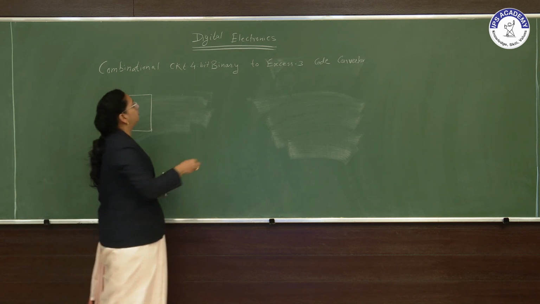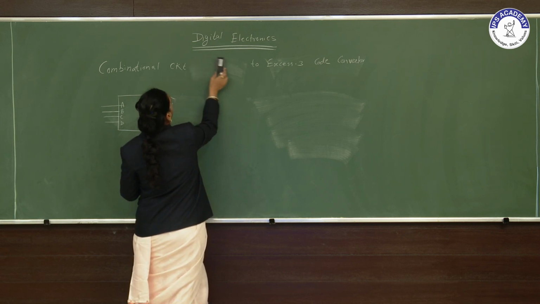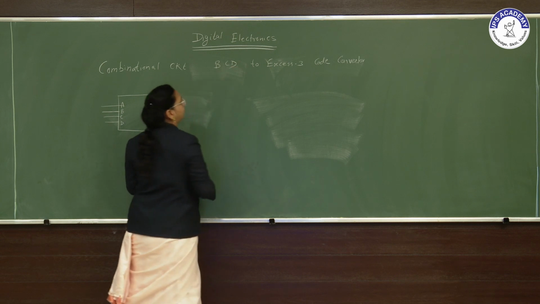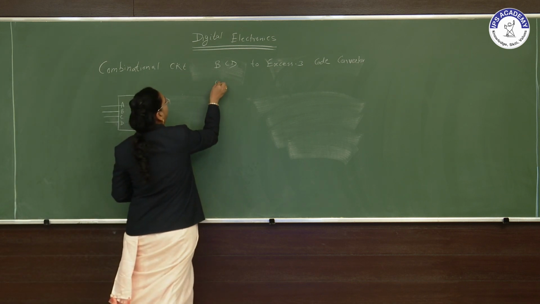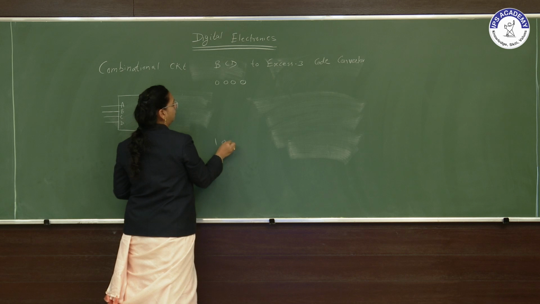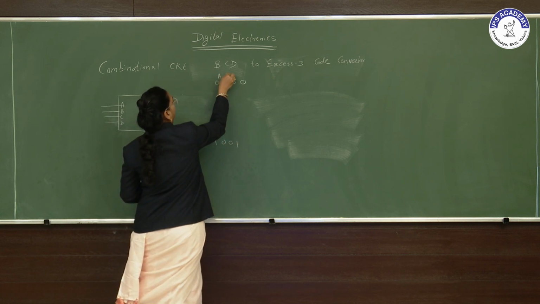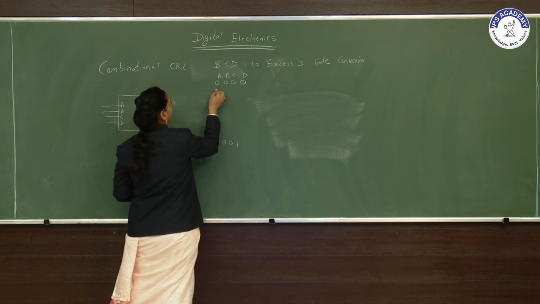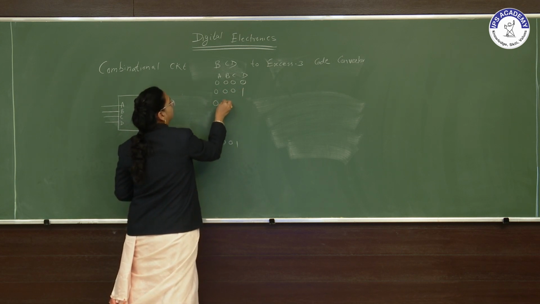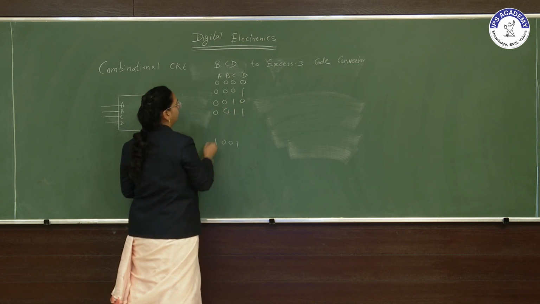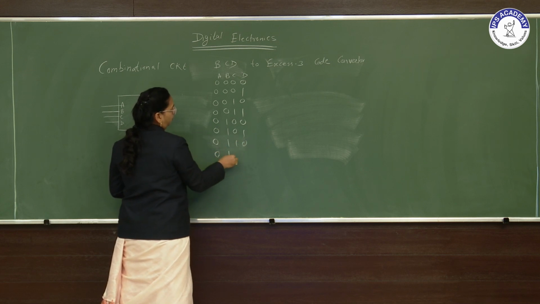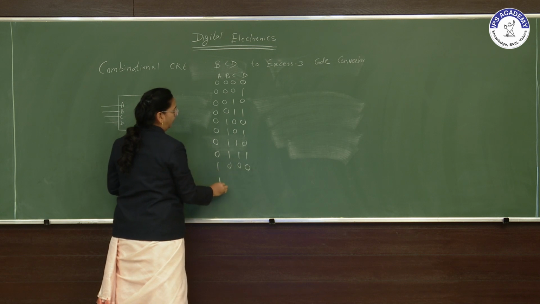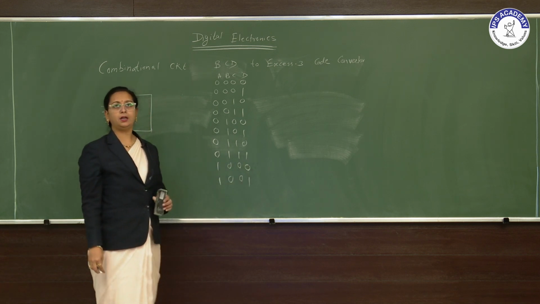Sorry, it will be BCD to excess-3. So when we talk about BCD to excess-3, there will be 4 inputs A, B, C, D. This BCD can be from 0000 to 1001. The different combinations of this A, B, C, D will be 0000, 0001, 0010, 0011, 0100, 0101, 0110, 0111, 1000, and 1001. This is our BCD data 0 to 9.